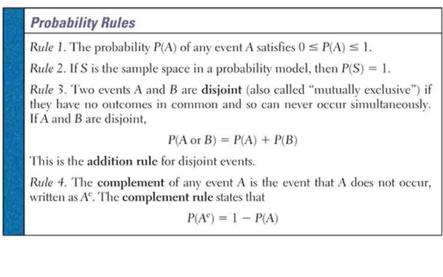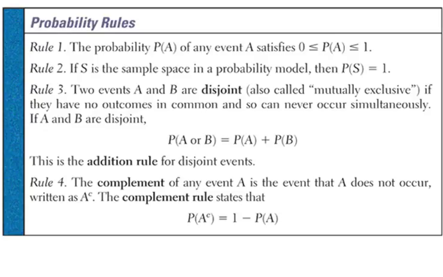Rule 1, pretty straightforward. Every probability has to be between 0 and 1. 0 means there's no chance that the outcome happens, and 1 means there's a 100% chance. It's going to happen every time. S is the sample space. The list of all the probabilities of all the outcomes in an event must add up to 1. If it adds up to more than 1, you've clearly made a mistake. If it adds up to less than 1, you've probably left some possibility out.